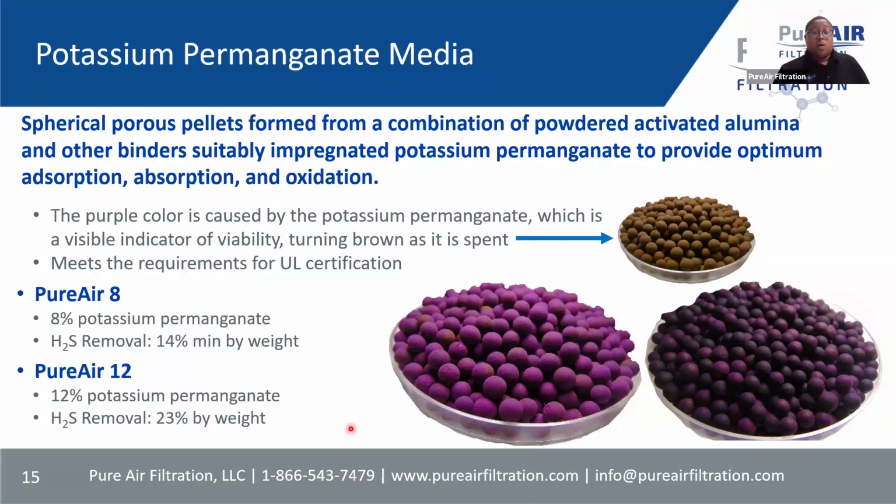When it's spent, you'll see that the potassium permanganate goes through a color change. It'll go from this dark purple color to a brown, sometimes orange color when it's spent. So it's a good visual indication of when it is time to change out the system. Again, we're also able to perform our media analysis tests on this one very easily and get an accurate reading of how much media is actually still available for customers to use prior to needing to change out the media.